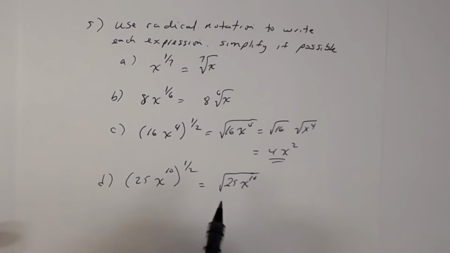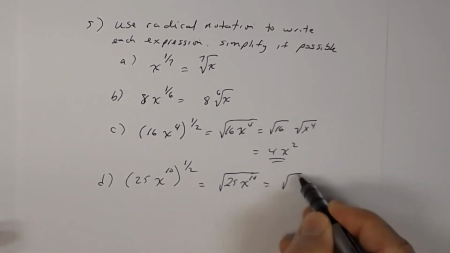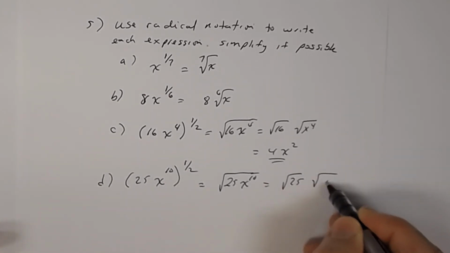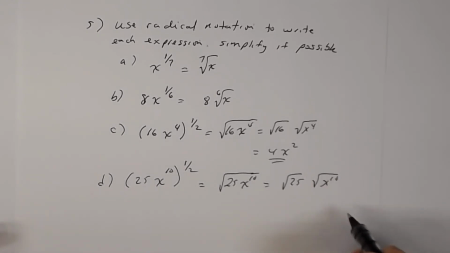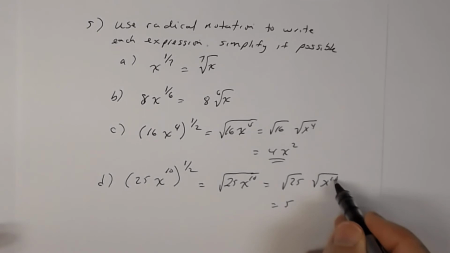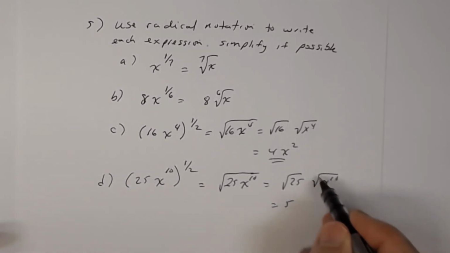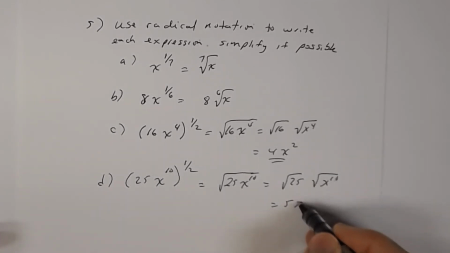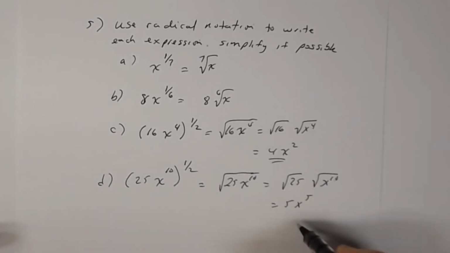And from a lesson you had maybe last week or so, I can rewrite this as the square root of 25 times the square root of x to the 10th. And then the square root of 25 is 5. And since 10 is divisible by 2, the square root of x to the 10th is going to be x to the 5th. So what times itself twice is x to the 10th? It's x to the 5th, because 10 divided by 2 is 5. And so that's the answer you would put there.